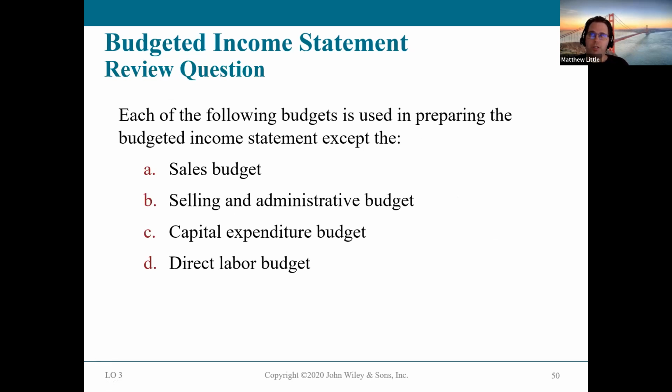So now a quick question. Each of the following budgets is used in preparing the budgeted income statement, except what? Sales budget, we said yes. Sales and admin, we said yes. Direct labor, we said yes. So C, capital expenditure, is not part of the income statement. It helps feed the cash flow and therefore the budgeted balance sheet.